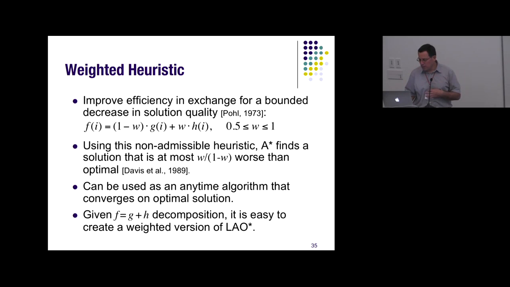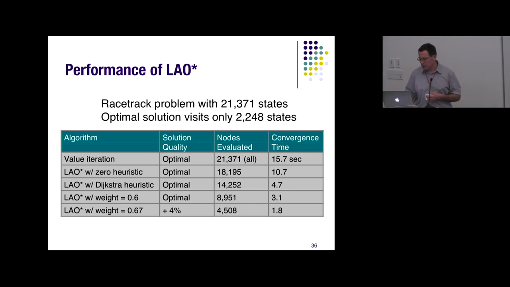So the interesting thing is once you have this decomposition into G and H and you put the weight, you can do the same thing in LAO star. And this is some initial results from the original paper running on the racetrack problem. This is a trend on a very small problem from what was done nearly 20 years ago, or 18. You see the value iteration explores all states and takes 7 seconds to converge. If you run LAO star with zero heuristic, you don't really have a heuristic, you just benefit from the limited reachability. Some states are not reachable at all, regardless of what you do. Then you get an optimal plan in 10.7 seconds and some fewer states.